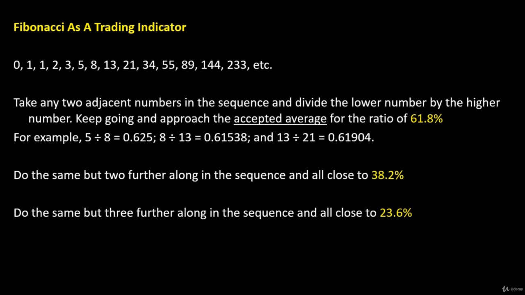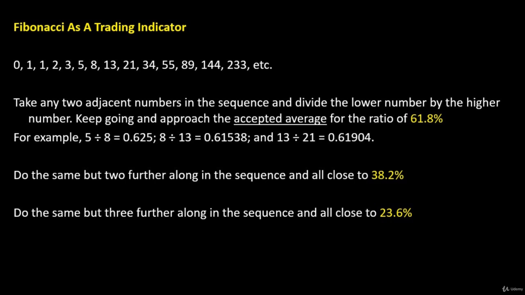So an example, 5 divided by 8, two adjacent numbers, 5 and 8, is 0.625. 8 is next to 13, 0.615, and everything starts approaching this 61.8 as kind of an accepted average for Fibonacci. And then you do the same, but instead of using the two adjacent numbers, you use two further along the sequence, and they get close to 38.2.